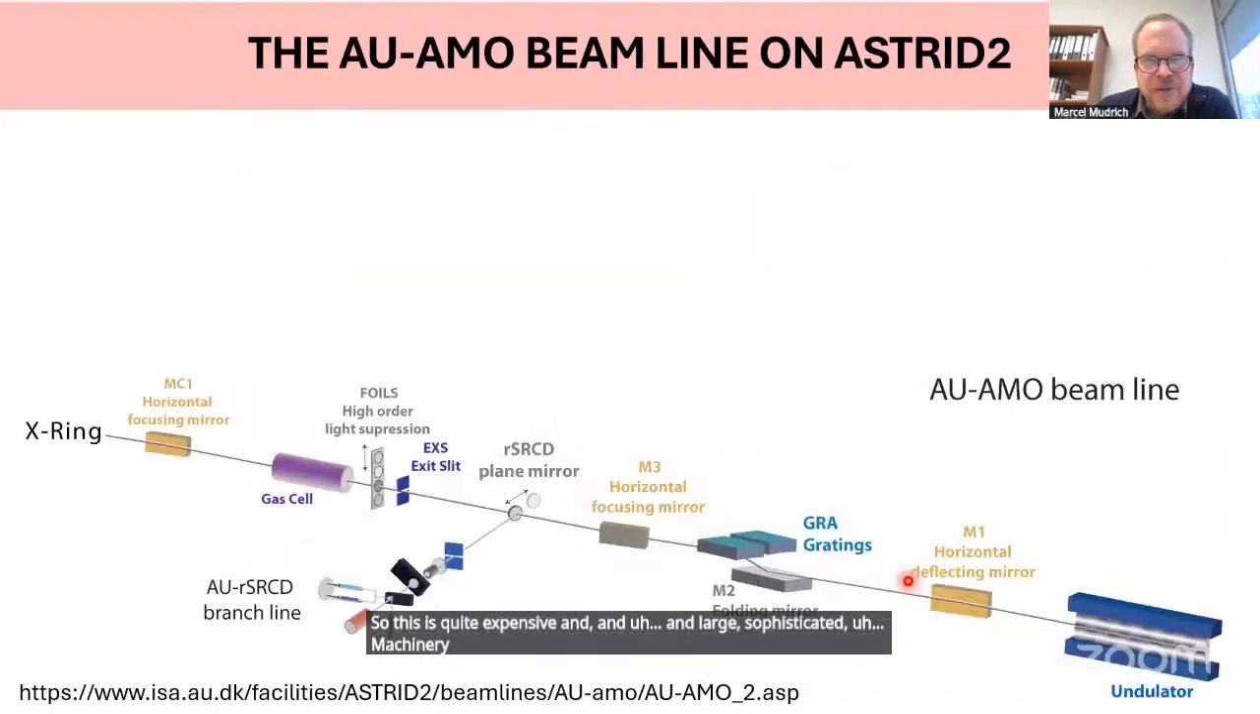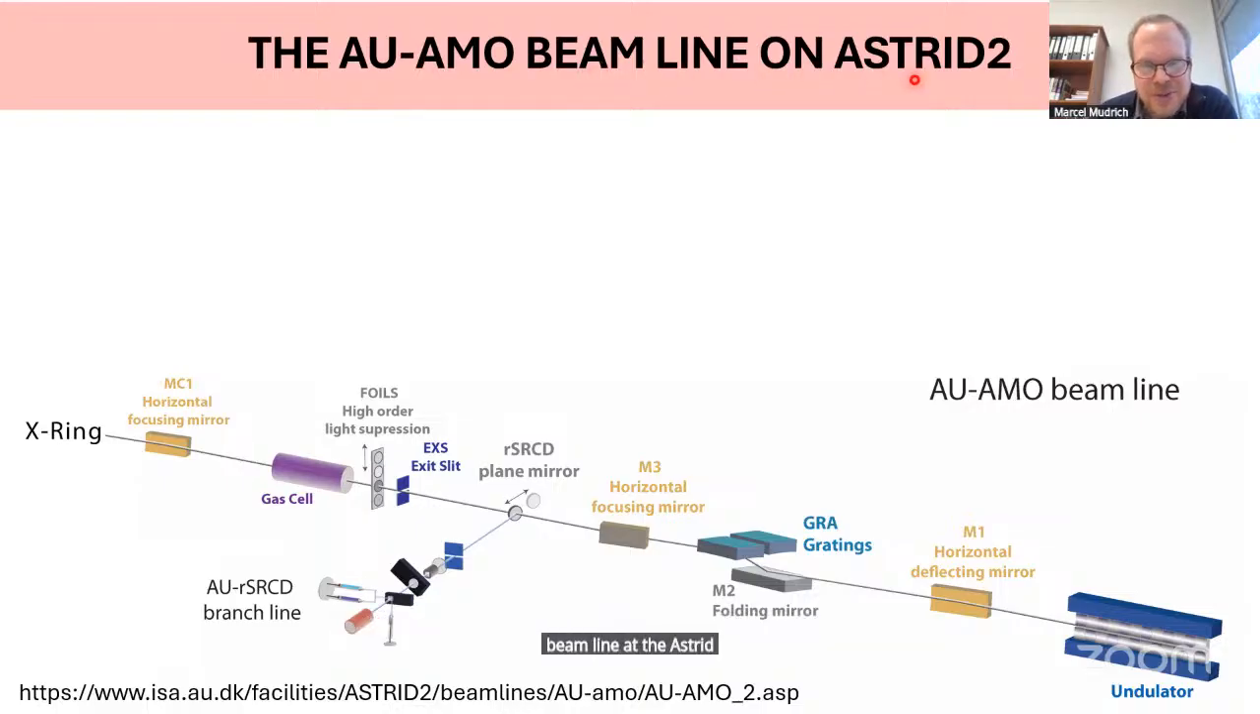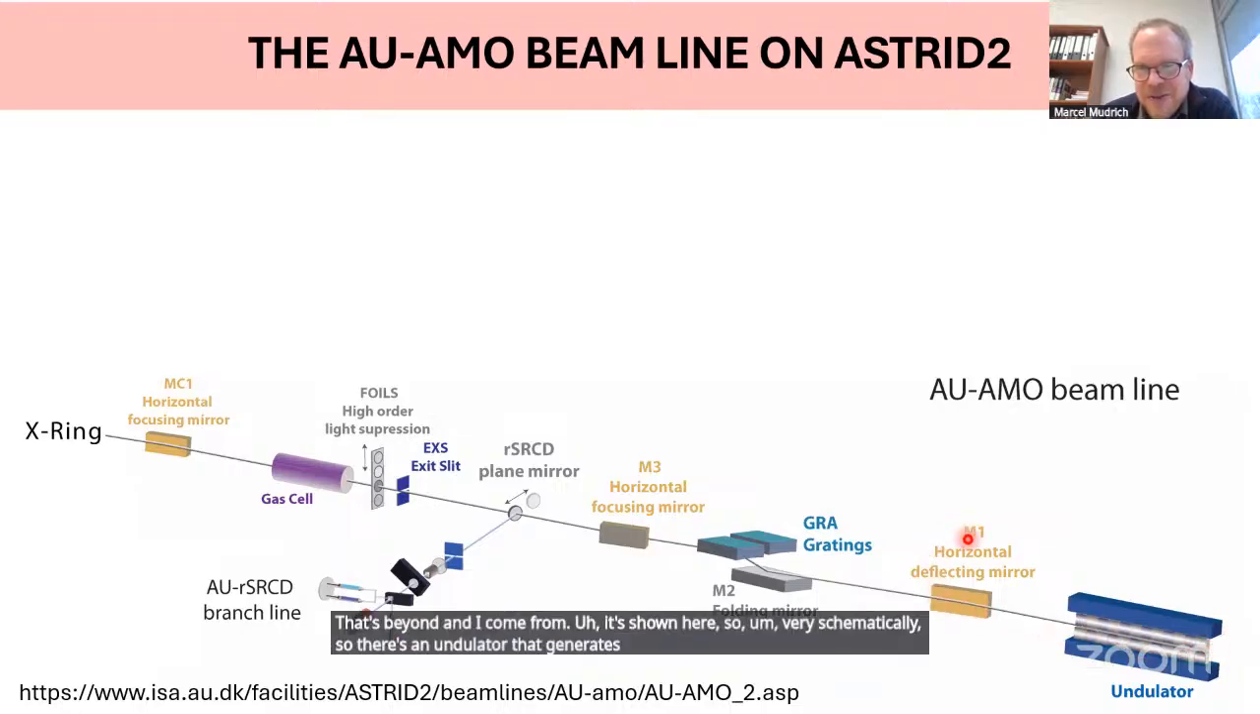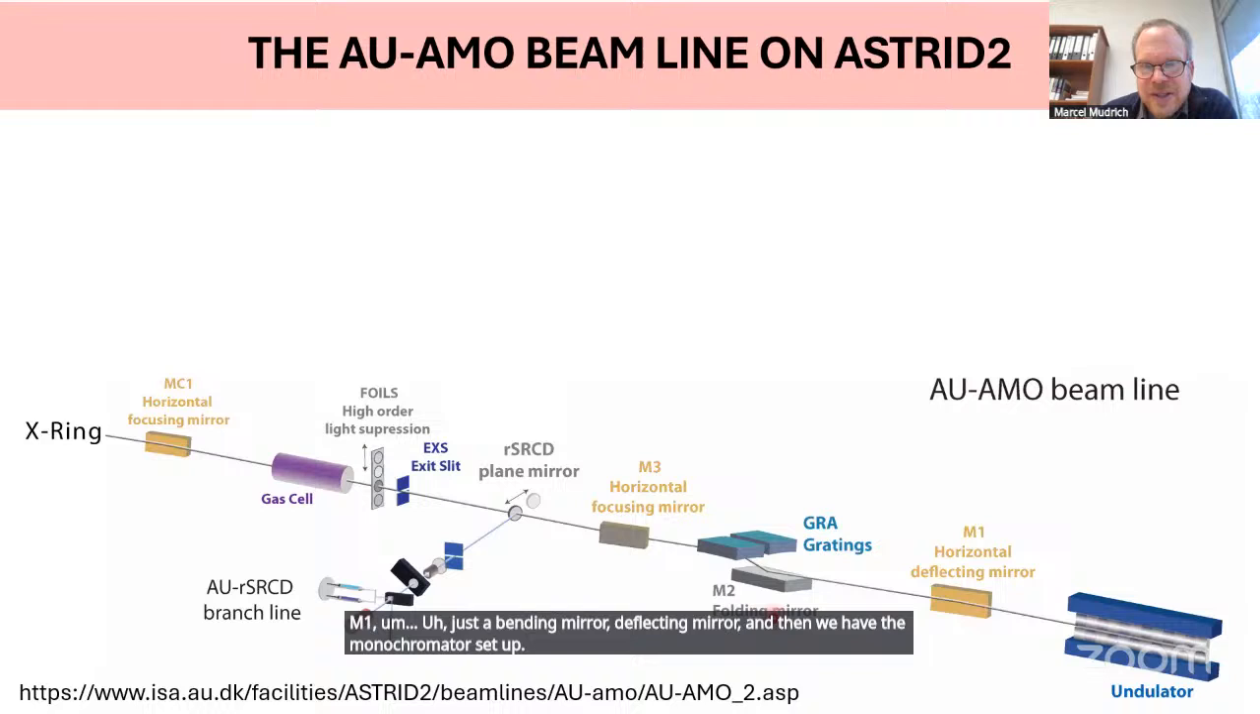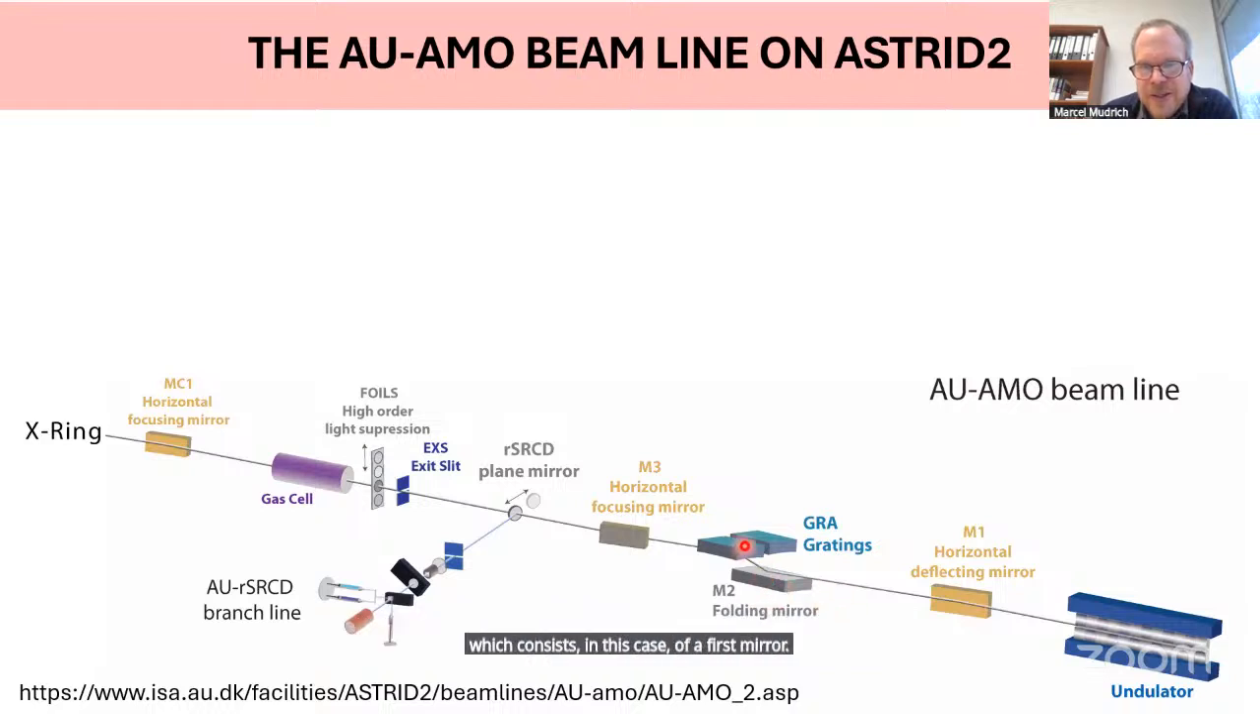For example, there is an AMO, atomic and molecular physics beam line at the ASTRID2 synchrotron at Aarhus University. This is where Asbjørn and I come from. It's shown here, very schematically. There's an undulator that generates the light. There's a first mirror, M1, just a bending mirror, a deflecting mirror, and then we have the monochromator setup, which consists in this case of a first mirror and a grating. And here you can actually see two gratings.